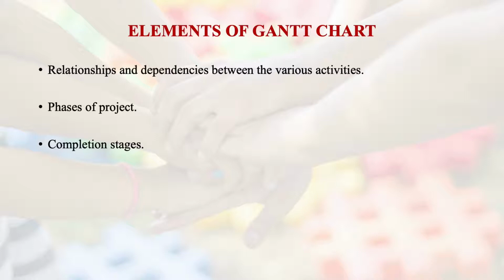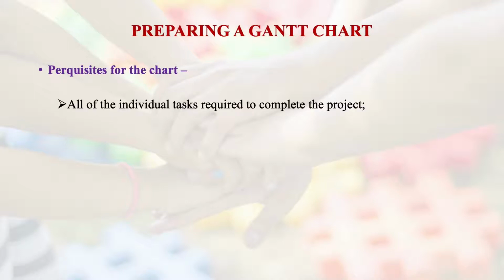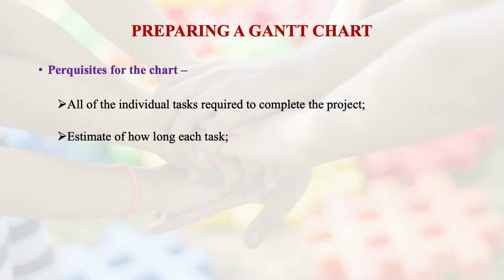If you want to prepare a Gantt chart, there are certain prerequisites. All of the individual tasks required to complete the project are to be identified. If you have not identified those tasks, you will not be in a position to schedule, and you will not be able to make the Gantt chart properly. The second requirement is that you need to estimate how long a particular task is going to take. That is a critical factor, because the word here is estimate, and there can be errors of estimation, right?